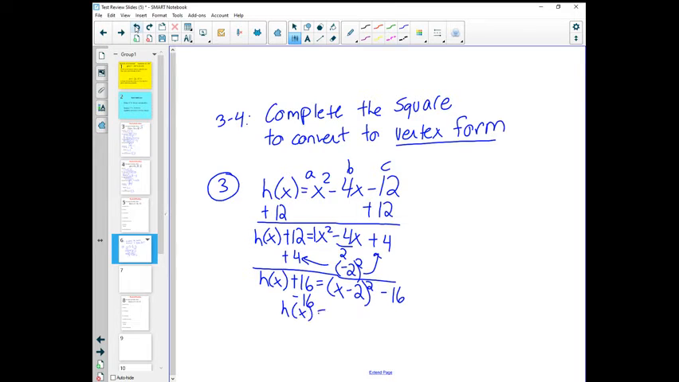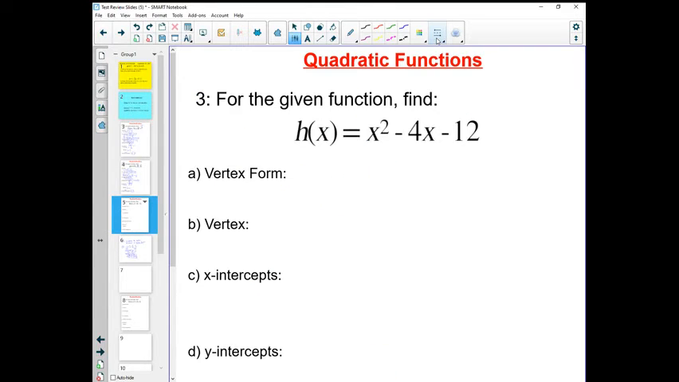So h of x is on the left. X minus 2 squared minus 16 is on the right. That's how you write that equation from standard form into vertex form, by completing the square. If you struggled with that, that is from section 2.1b, where we talked about the process for completing the square. Okay, now that we've got the equation in vertex form, we can analyze all of the parts.